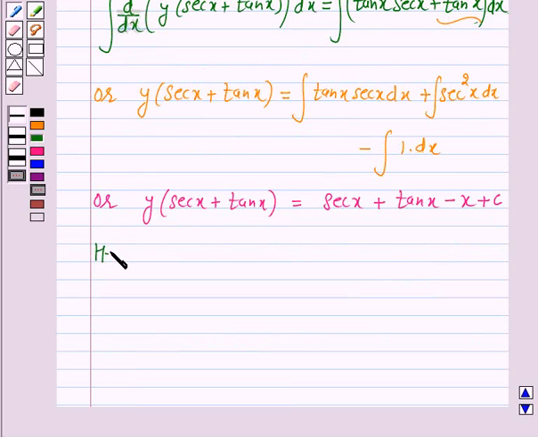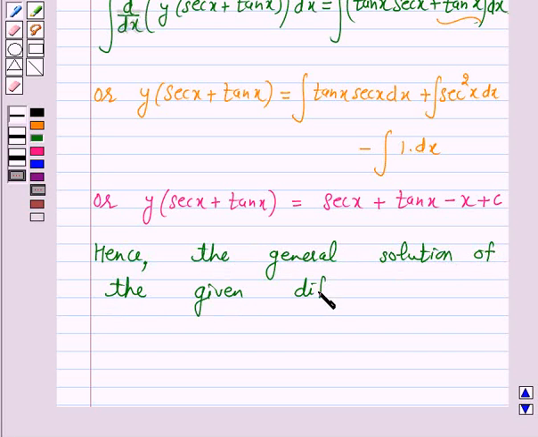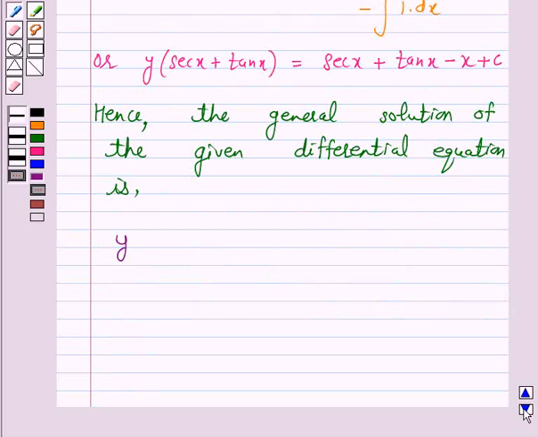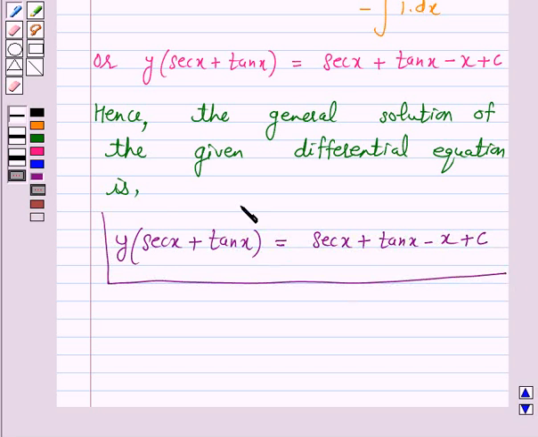Hence, the general solution of the given differential equation is y into secant x plus tan x is equal to secant x plus tan x minus x plus c. So this is our answer for the above question.